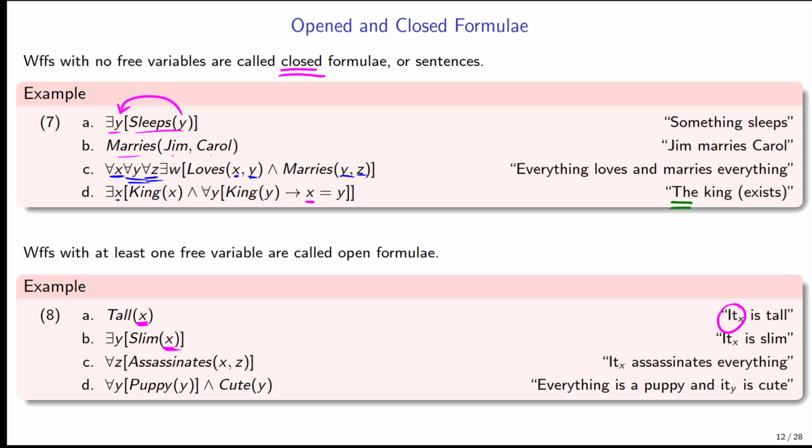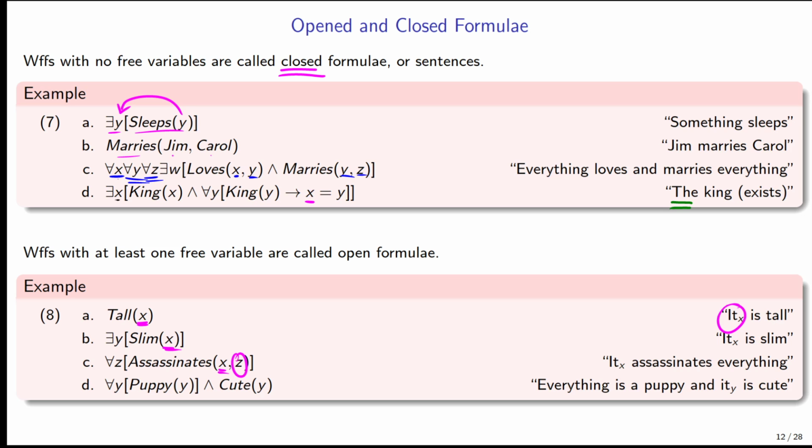It is slim. For all z, x assassinates z. Well, x is free again. We don't know what x is. z is bound. This is fine. But we have at least one free variable. So this is an open formula. So we could translate this as it assassinates everything. Because for all z is everything, every z. So some x, or it, a particular x, assassinates everything.